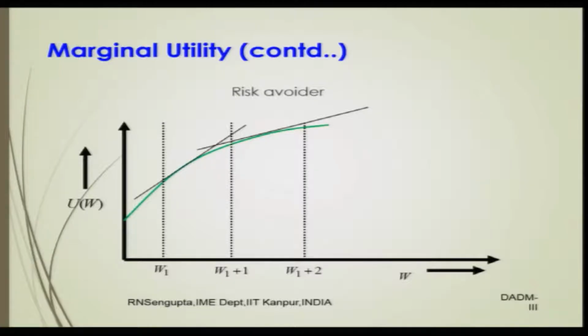The green one, so it is sliding going down. So, the tan of this angle is decreasing, the second derivative is basically decreasing, it means d2u by dw2 is now negative. So, it is a risk avoider.